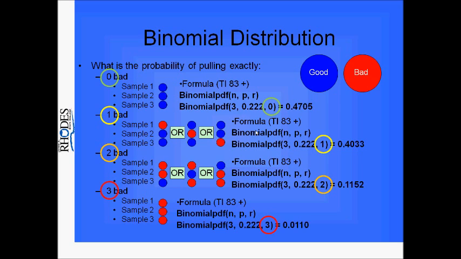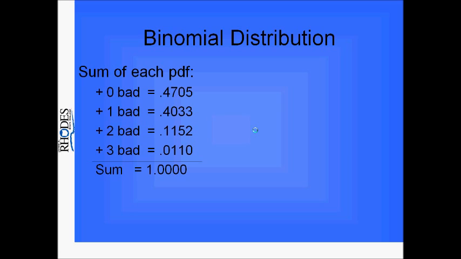Now, keep those probabilities in mind. What we're going to do is add those up. If you've seen some of my previous presentations or lessons, you remember that probability always adds up to 1, and your individual components have to be between 0 and 1. So if we take the probability of 0 bad plus the probability of 1 bad, 2 bad, 3 bad, that should all add up to 1.